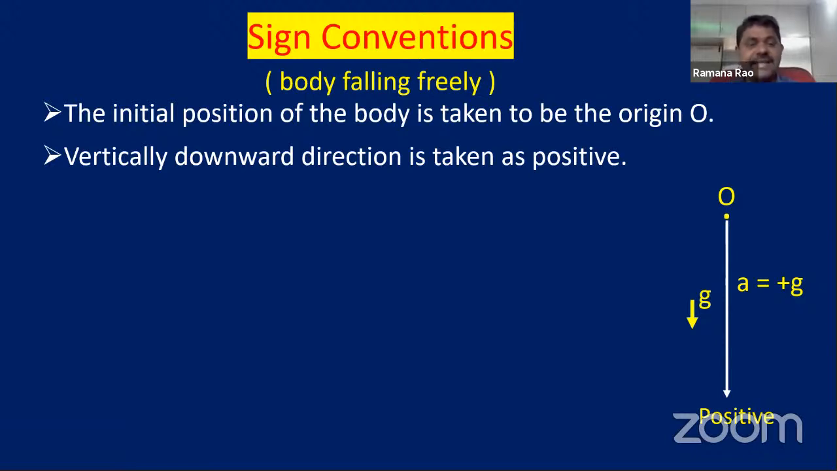Once again, the initial position of the body is the origin. O is the origin. Vertically downward direction is taken as positive. So acceleration due to gravity always acts in the positive direction. So a is equal to plus g. Acceleration due to gravity is positive because it always acts in the downward direction, and downward direction is positive here.